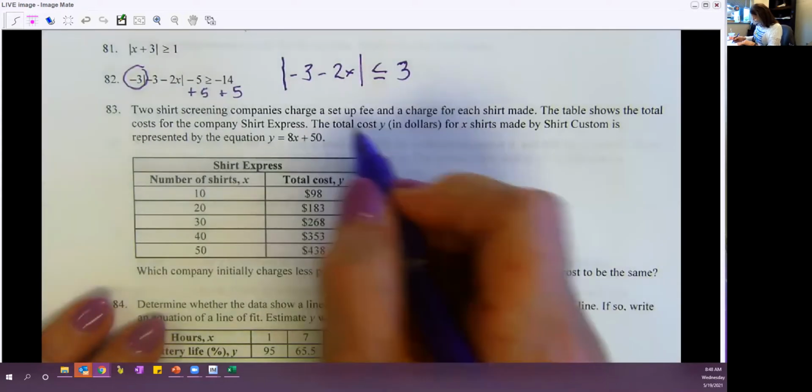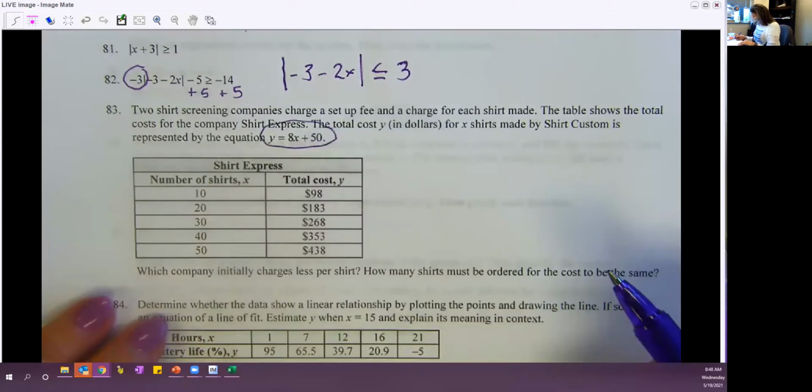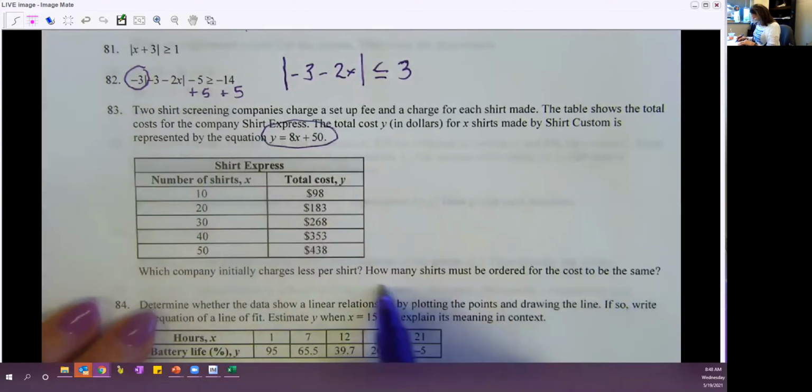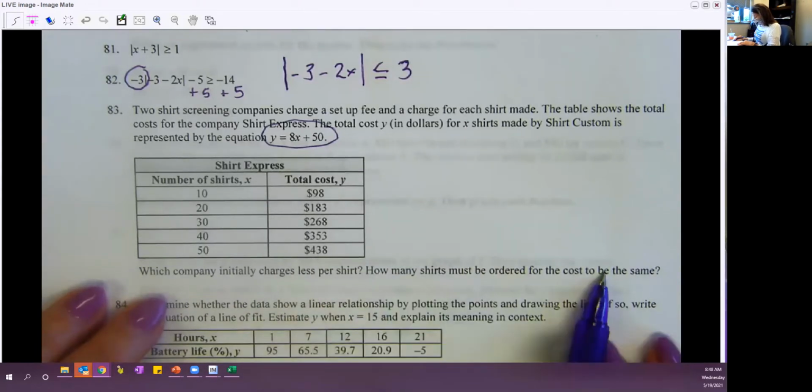Okay, so you've got data for one and the equation for the other, and then you're going to compare the two. Which company initially charges less? How many shirts must be ordered for the cost to be the same?